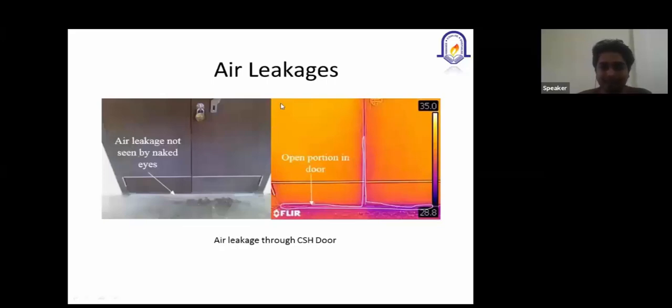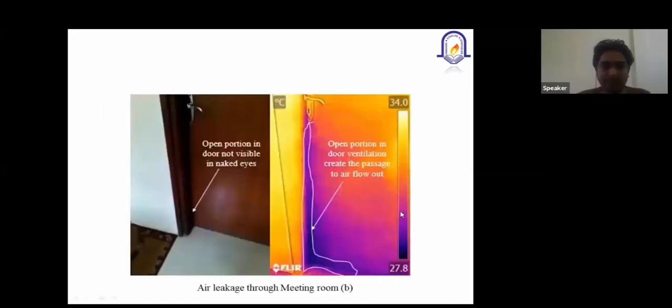Next is the air leakage. As I have already stated, air leaks are not seen by the naked eye. You can't see whether the air is leaking, but actually the air has leaked at this particular point, at this particular area. Next, this is also the same thing. Even when the door is closed, we can see that all the air is getting out of this particular door. So this door needs to be air sealed, and only after air sealing it are we able to save the energy. Otherwise, the whole energy is getting out of this particular room.